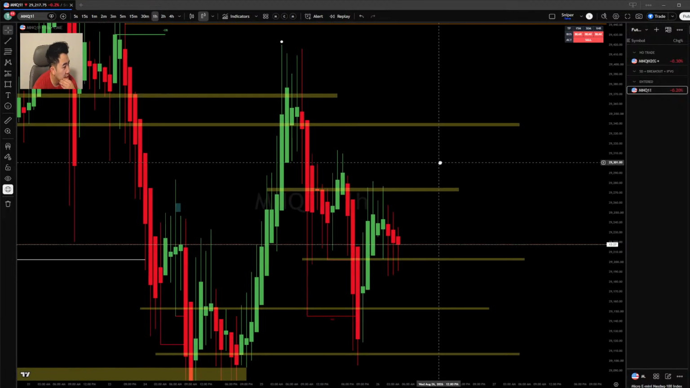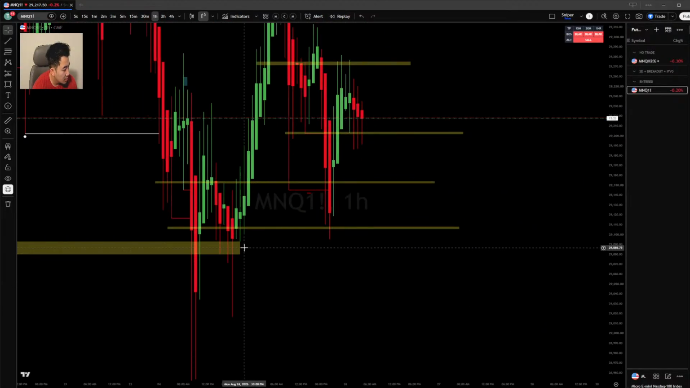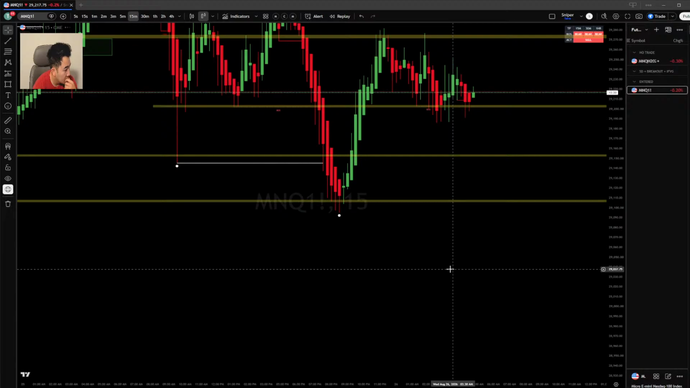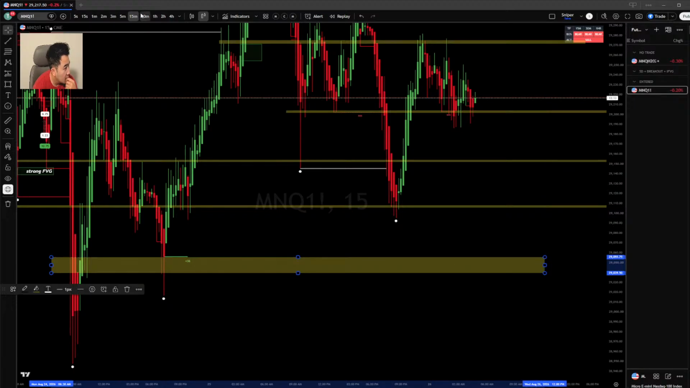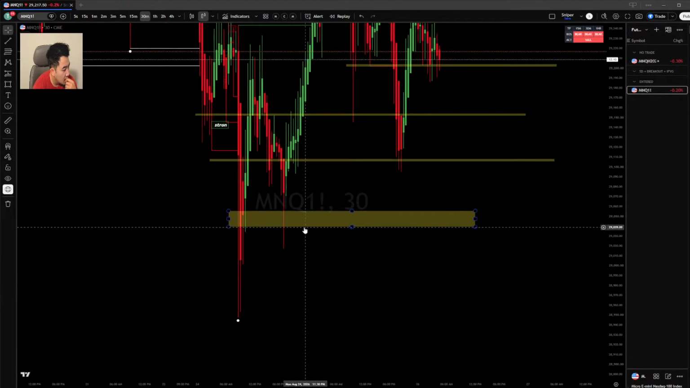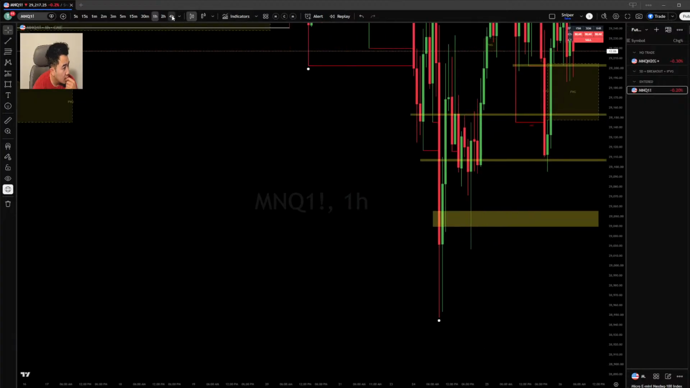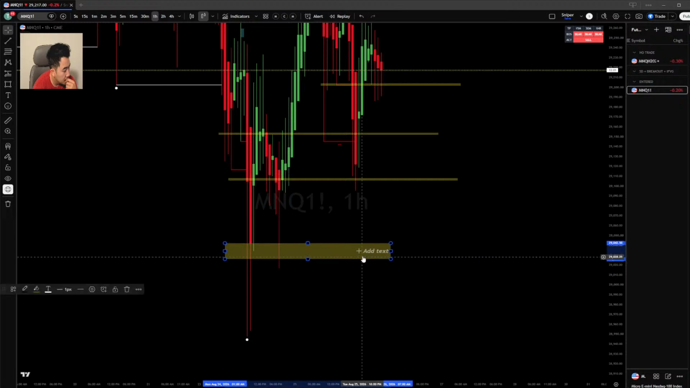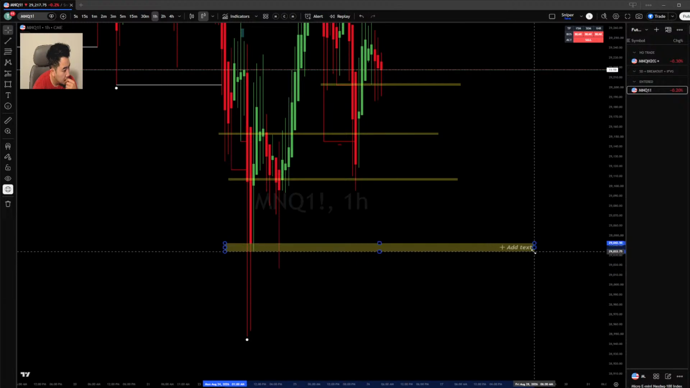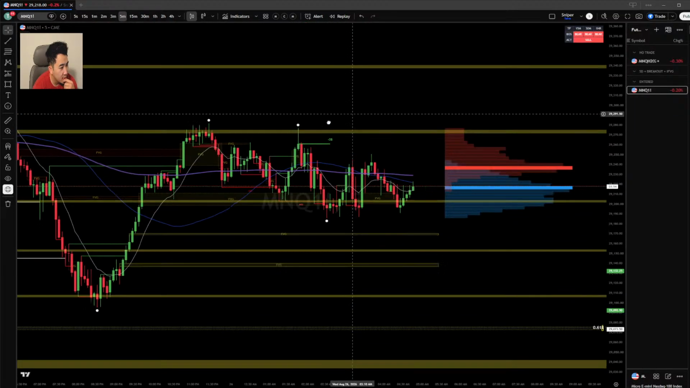Alright, so we got our levels marked out there. It's pretty good. This bottom one here is going to extend. See here. All right, you got that. Let's go to our 5-minute time frame.